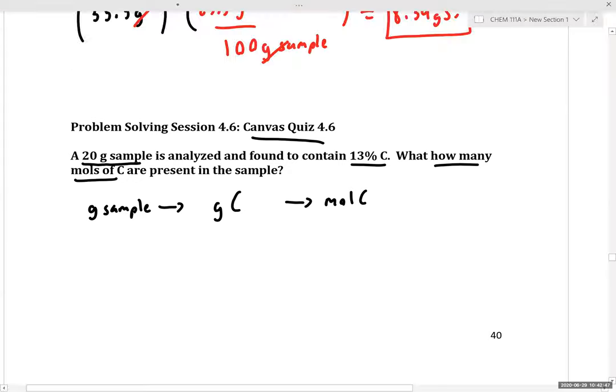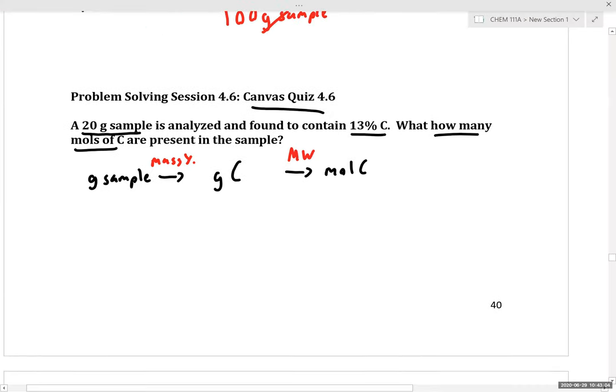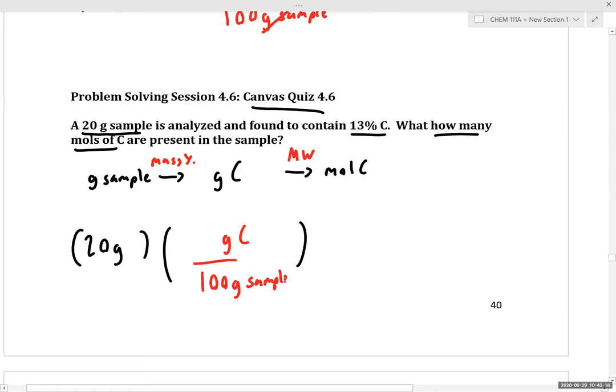Now let's fill in our conversion factors. For our first step, to go from grams of sample to grams of carbon, we'll use our mass percent. To go from grams of carbon to moles of carbon, we'll use our molar mass. Now that we've filled in all of our conversion factors, we're ready to execute. We have a 20 gram sample, and let's fill in now, how many grams of carbon do we have per 100 grams of sample? What is our mass percentage?